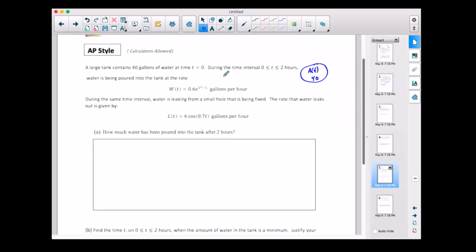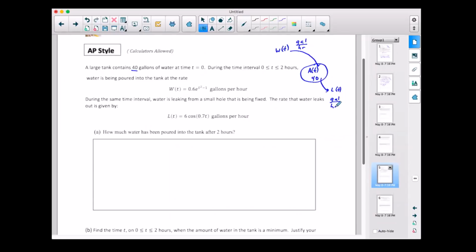So in the beginning, the starting amount was 40. And then we have two things happening, right? We're adding to this pool, and we're adding it at a rate of W. And then we're also leaking, so there's a rate out, and the rate that it's leaving is L of t. And remember, W is in gallons per hour, and L of t is also in gallons per hour.